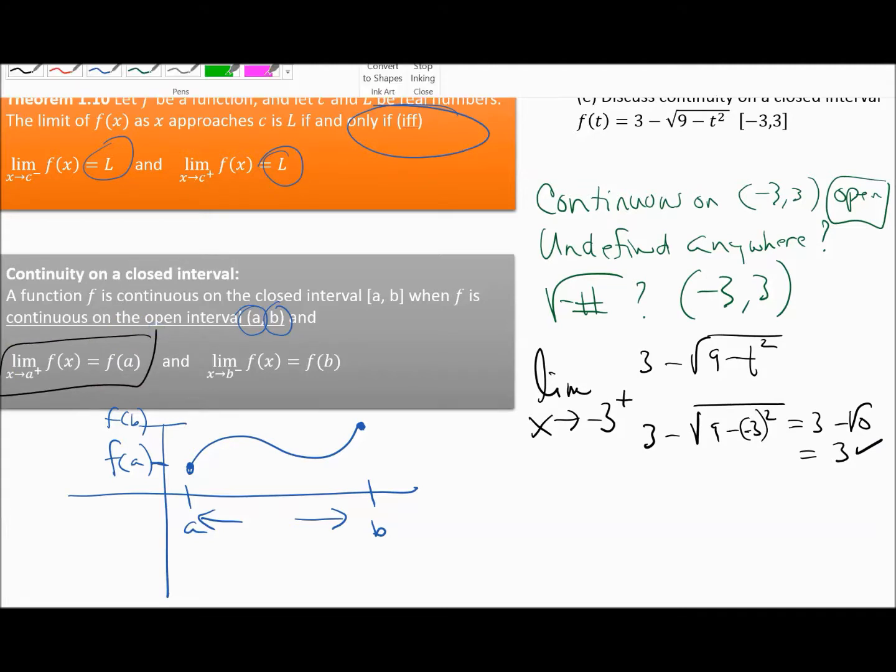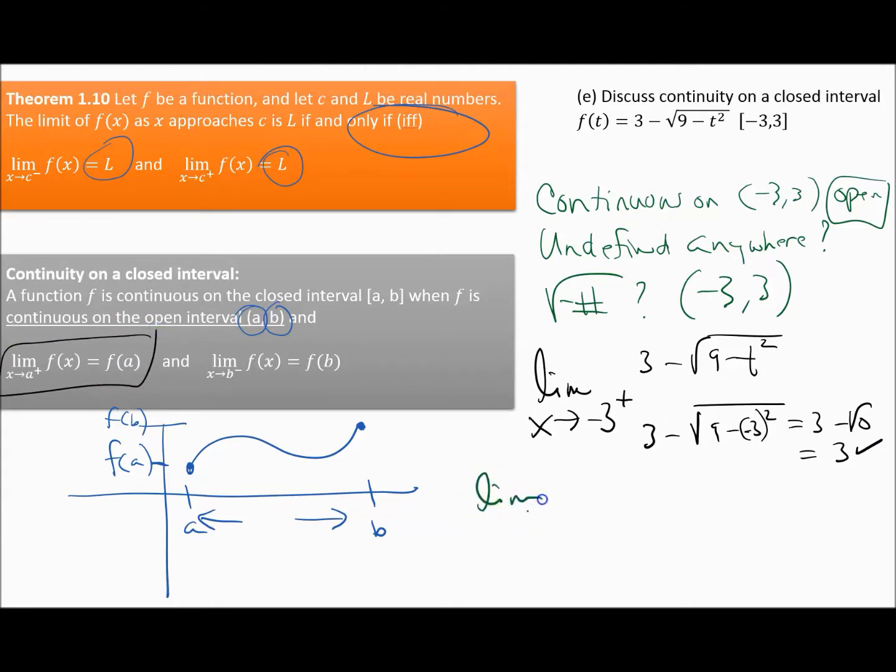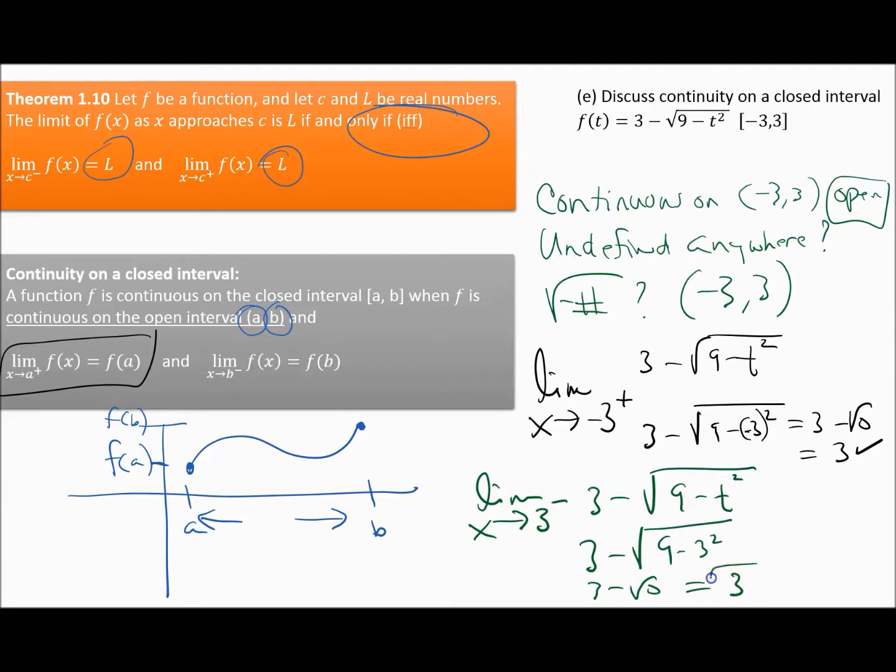Okay? Now on the other side, if we take the limit as x approaches, now what's b is our right endpoint, from the left of 3 minus the square root of 9 minus t squared. Again, is it okay to plug 3 directly in there? So 3 minus the square root of 9 minus 3 squared is 3 minus square root of 0, which is 3. Now, again, my question to you is the limit value, which is 3, the same as the function value? Is that the same answer as just taking 3 and plugging it in? Well, yes, that's actually how we got it. So now I have checked the right endpoint.